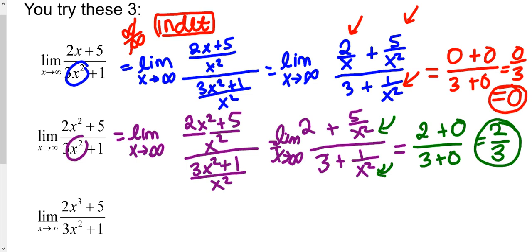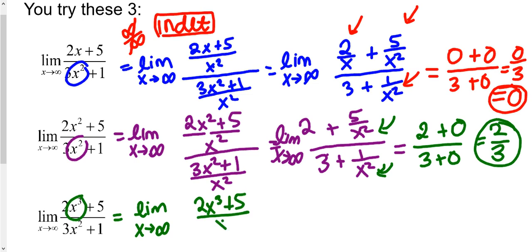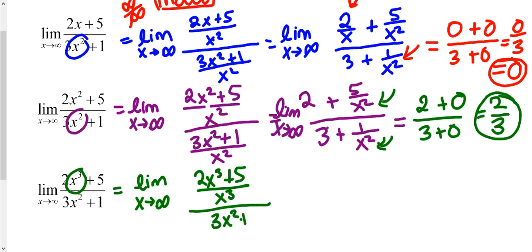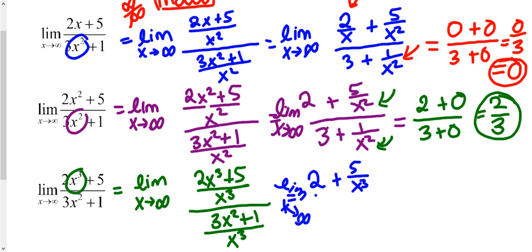And then the last one, x cubed is the highest term. So I have the limit as x approaches infinity of 2x cubed plus 5, divide all that by x cubed, divided by 3x squared plus 1, divide by x cubed, and do this. So they cancel and leave a 2, nothing to cancel with 5. Oops, this is a limit still. It's really easy to miss. Make sure that you're writing it on every step. We have 3 over x plus 1 over x cubed.